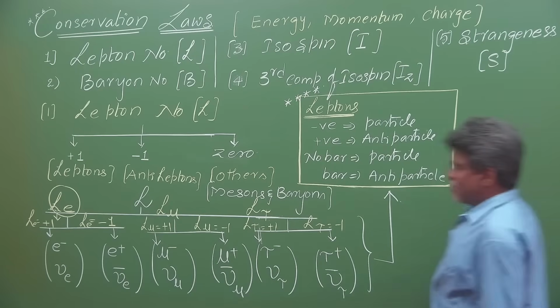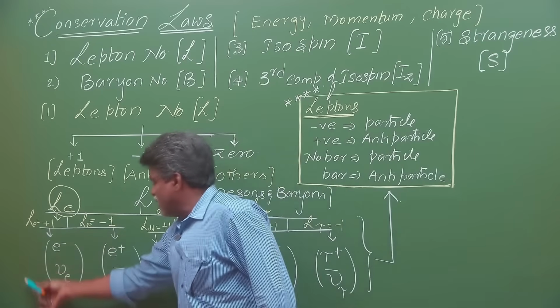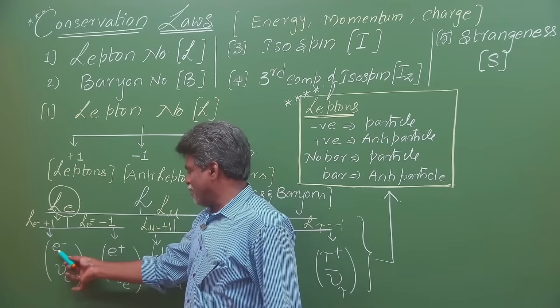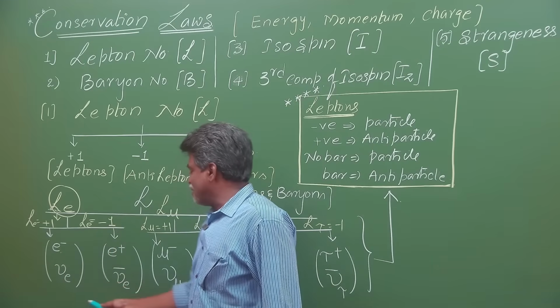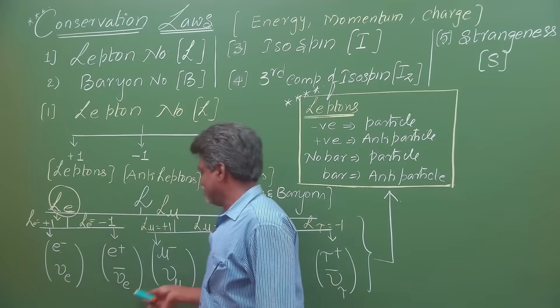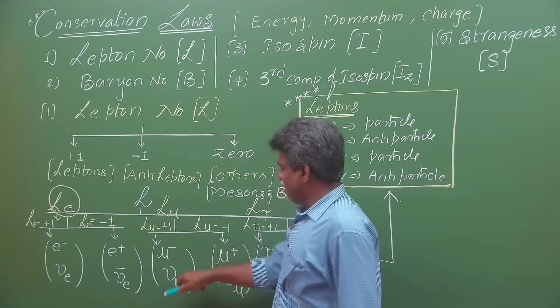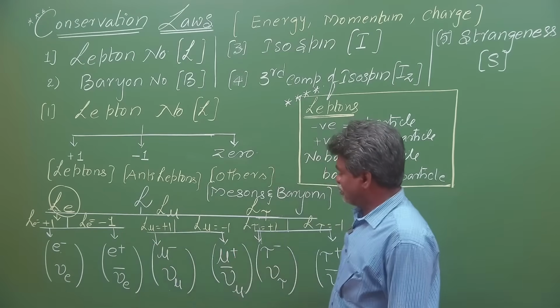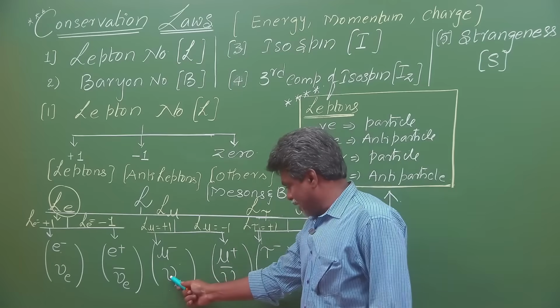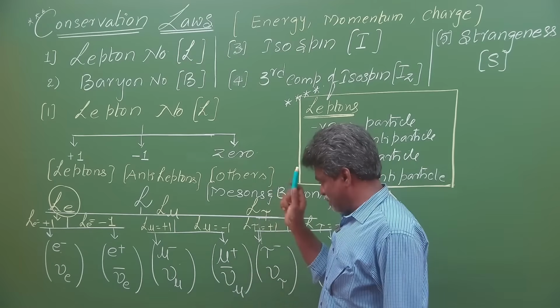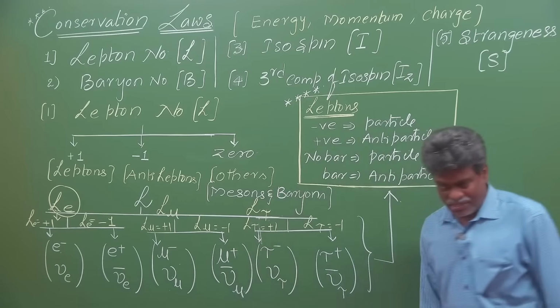One more time I am saying, either family or anti-family, if one particle came, definitely there must be another particle from that family, either from family or anti-group or group. This is a group and this is anti-group. If one particle is there, another particle must be there, otherwise the reaction is forbidden.